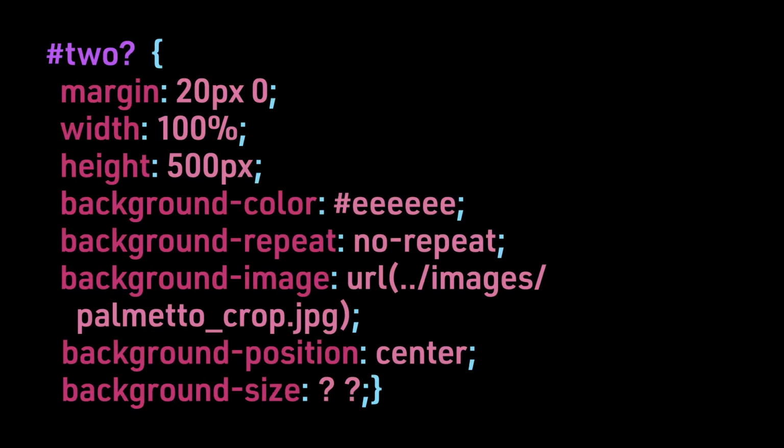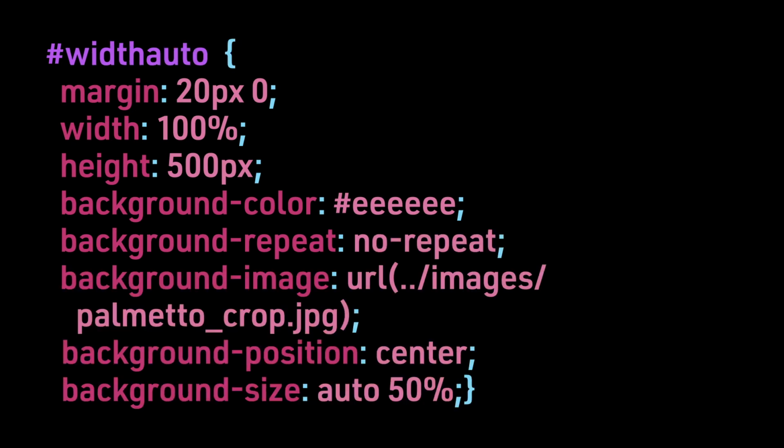This is the CSS. The question mark is used to indicate that these can change depending on our example. This is the CSS for using auto for the width and 50% for the height. And this is the CSS for using auto for the height and 50% for the width.